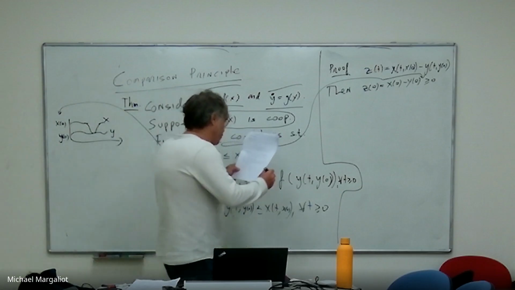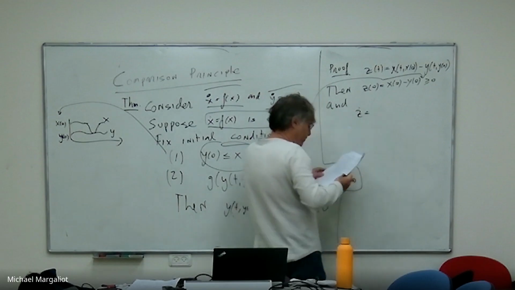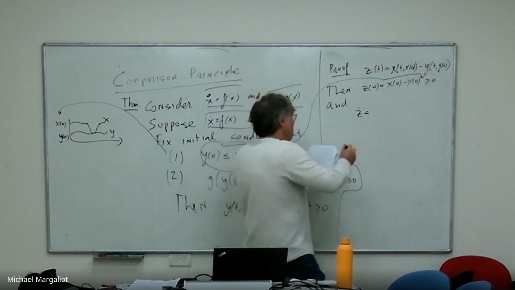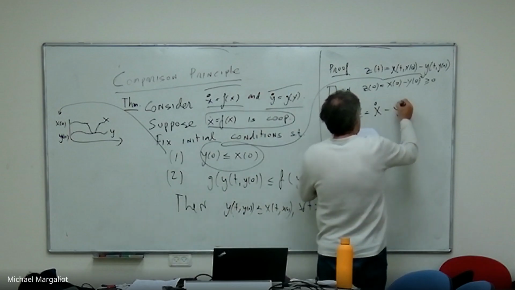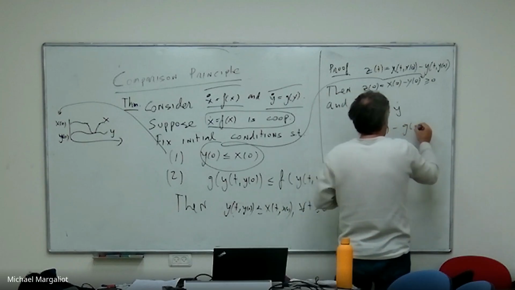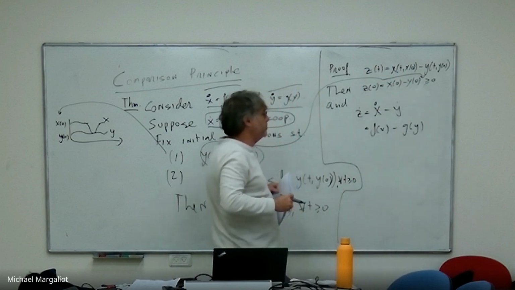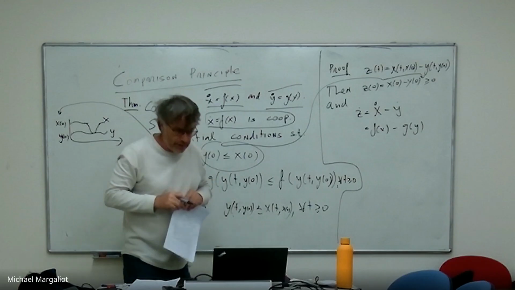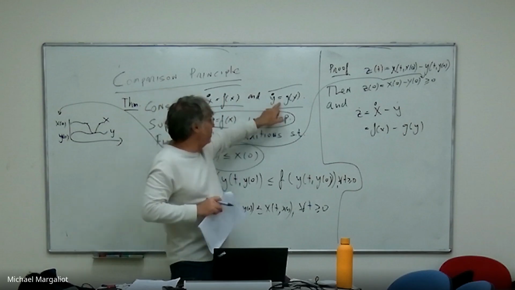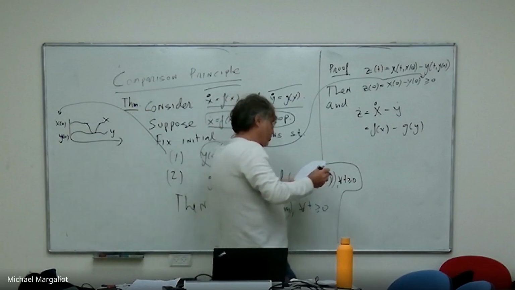Now let's look at Z dot. I will not write (t) anymore just to save us some time and space. This is X dot minus Y dot. This is F(x) minus G(y). This is just from the definition: Z is X minus Y, so Z dot is X dot minus Y dot. Now, X dot follows this dynamics and Y dot follows this dynamics. So I have this. Now is a crucial point.